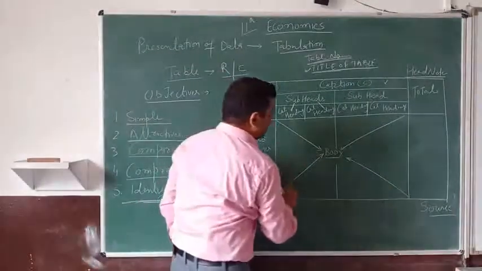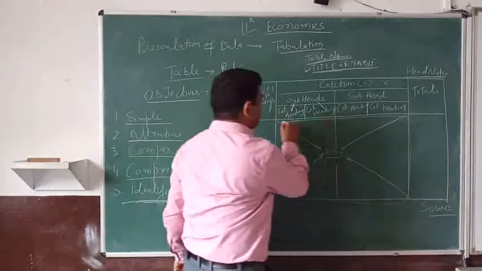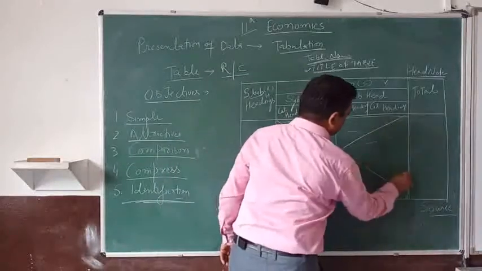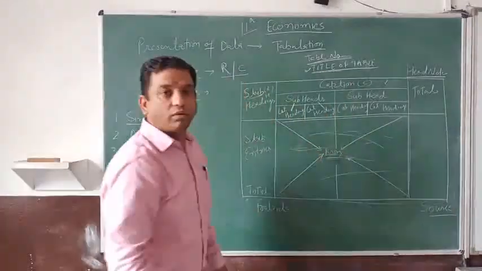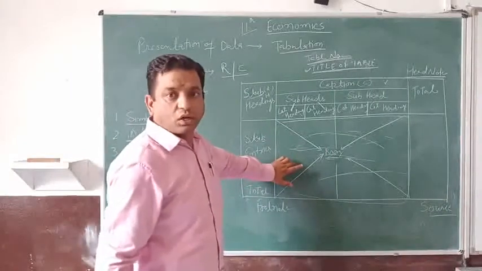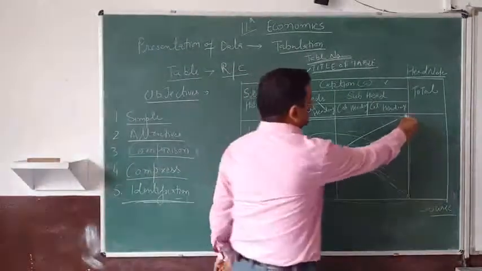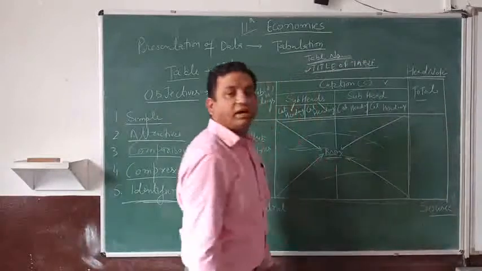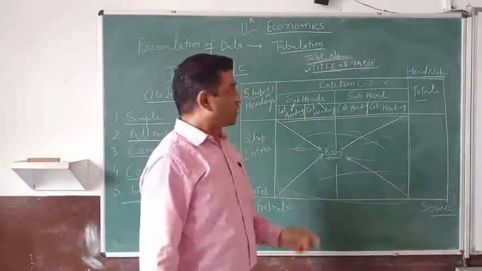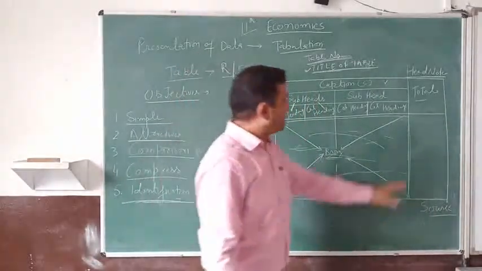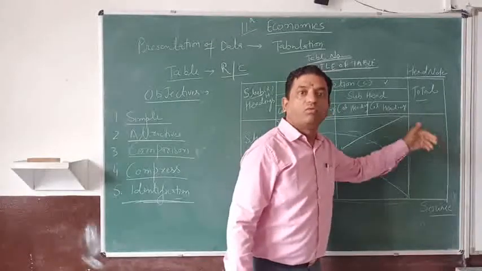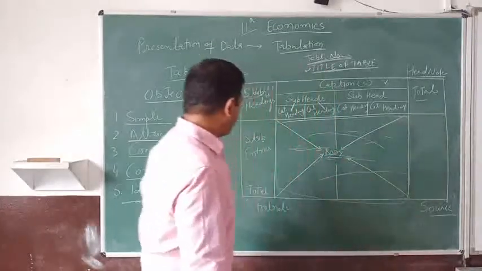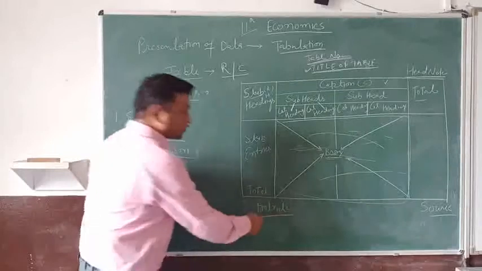Now this is the body of the table, where all the detail will be given. All the information will be in the body part of this table. Next is the total, where you give the digital or arithmetic information, the values, right? And last, this is the footnote.